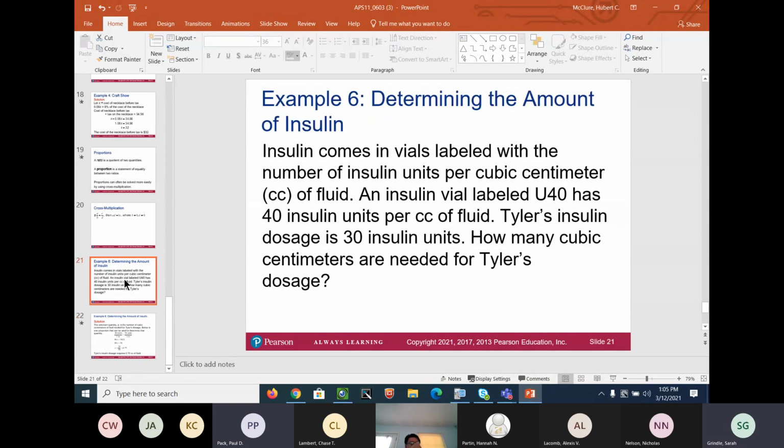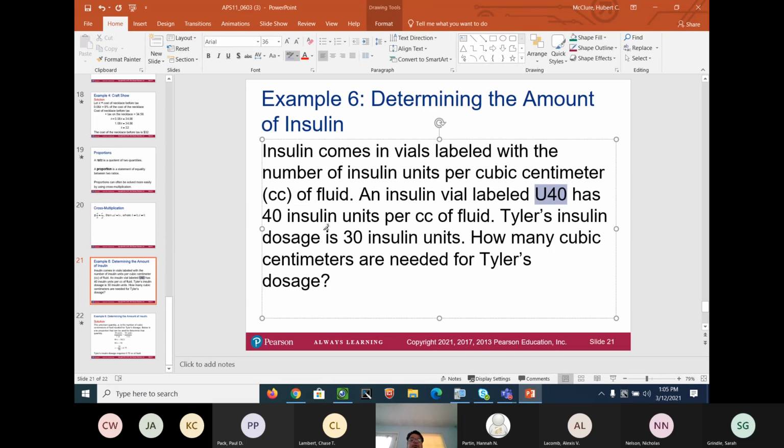All right. Insulin comes in vials labeled with the number of insulin units per cubic centimeter, or cc's, of fluid. An insulin vial labeled U40, which you could call penicillin. Why don't they just call it penicillin or something? Why do they have to put another number? Because they're trying to confuse you. Okay, so ignore that. Just mark that out. And it has 40 insulin units per 1 cc of fluid.